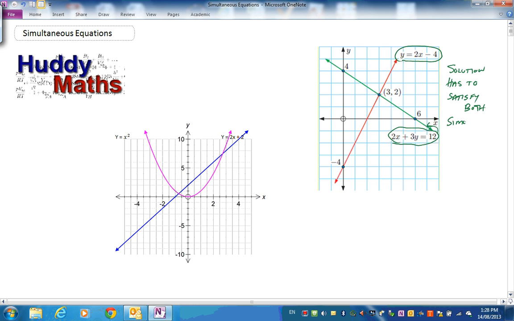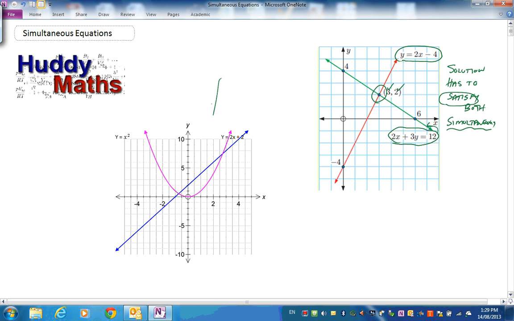Okay, so simultaneously, as with most mathematical language, it's unambiguous. Means at the same time. So I guess that's the point we're looking for. When x is 3 and y is 2, that point lies on both lines. It obeys or satisfies both equations together at the same time. So that's what we're about here. Finding a value of x and y that satisfies equations at the same time.